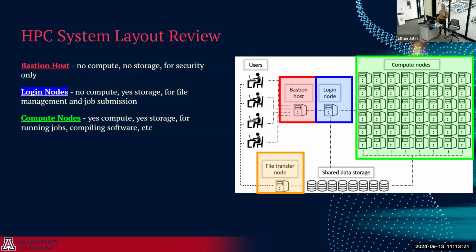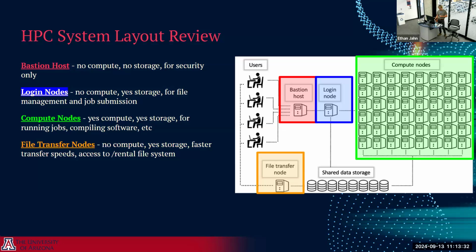And these are used for running your code and compiling software and anything else that requires more than minimal CPU effort. And lastly, the file transfer node: no compute on this, code is not intended to be run on this node, but it does have access to higher transfer speeds than the login node.